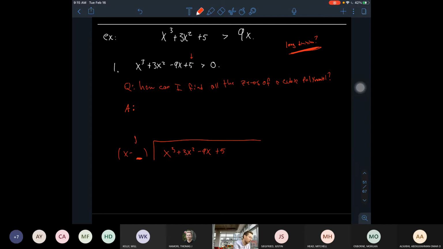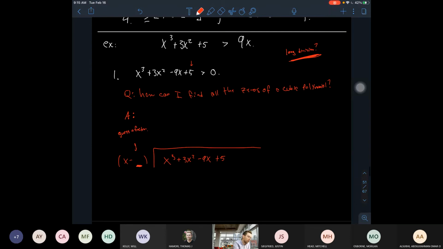So I want to just guess a factor. And what that means is I should guess numbers to see if anything is going to make this 0. If I plug into x cubed plus 3x squared minus 9x plus 5, is there anything I can plug into that such that I'm going to get 0? Oh, 3. That's going to be hard to guess. I don't think 3 is going to work. With 3 we'd get 27 plus 27 minus 27 plus 5. So these two would cancel out and we'd wind up with 32. So 3 is not going to work, but we could try some other numbers.